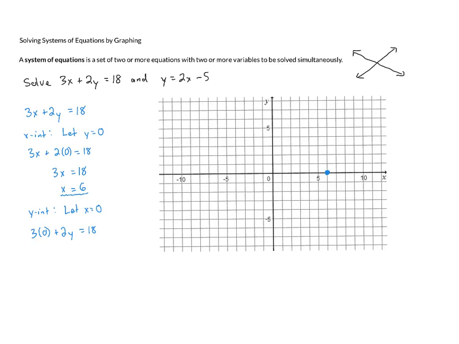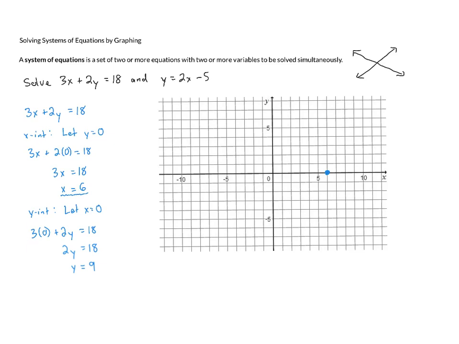We know anything times 0 is 0, so that term's going to go away, leaving us with just 2y equals 18. To get y alone, we need to divide both sides by 2, and when we do that, that gives us y equals 9. So we can plot that.